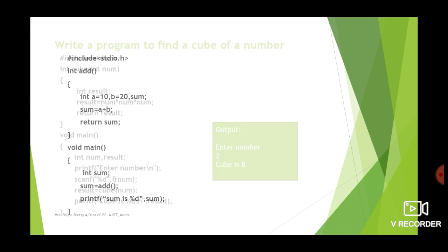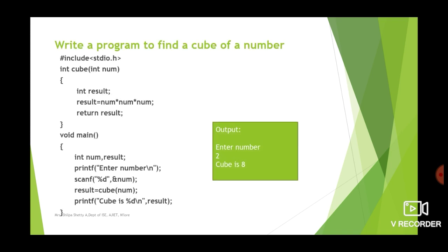So next, let us see a program to find cube of a number. As you all know, cube of a number is nothing but power, the number raised to the power 3. For example, 2 cube is 2 multiplied by 2 3 times, 2 into 2 into 2. Similarly, 3 cube is 3 into 3 into 3. So let us write this program with the help of a function.